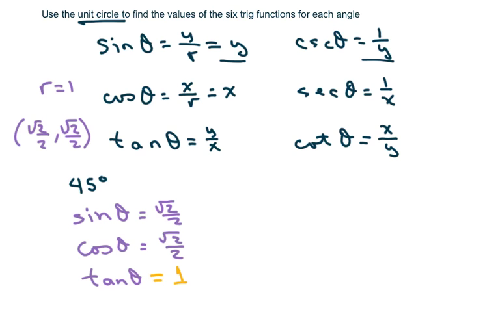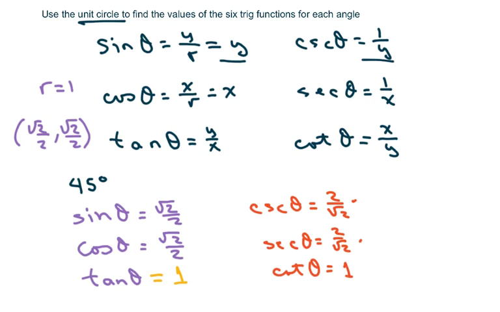And then for the reciprocal functions, cosecant of theta equals 2 over square root of 2. Same with secant of theta. And cotan of theta equals 1, because you're just dividing these two. Now, of course, we don't want to leave our answers like this, so let's rationalize the denominator. That gives you 2 square root of 2 over 2. These cancel, so our answer is just square root of 2. And so the same would be for this one. Okay?